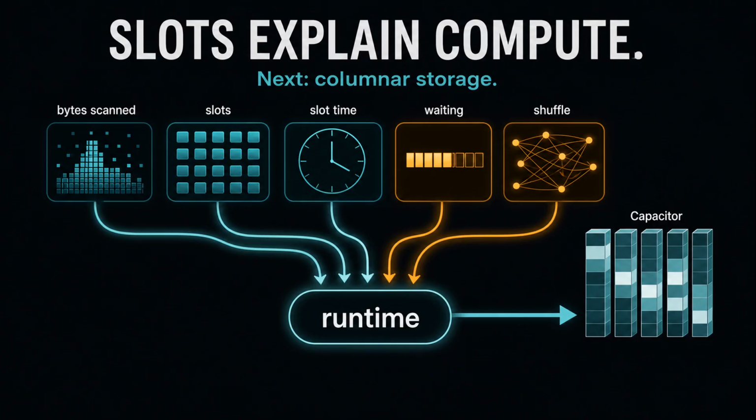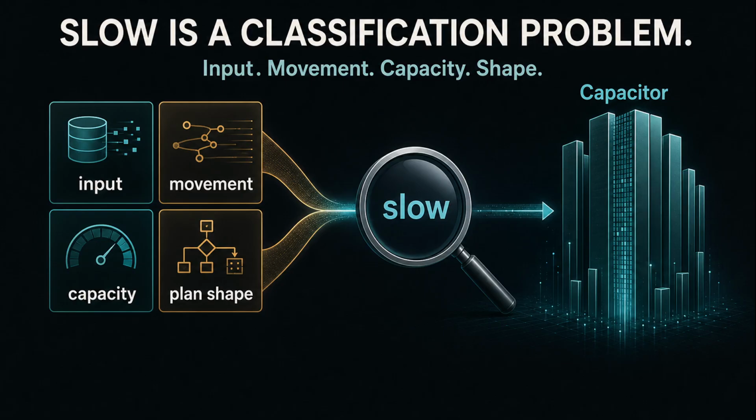Slots are not some optional footnote to BigQuery performance. They are the missing compute lens. Bytes scanned tell one part of the story. Slot usage, slot time, waiting, and shuffle tell the execution half. And a slot was never a server you babysit. It is the currency BigQuery spends on your query work, shared across stages, jobs, and whole teams. So once you see it that way, slow stops being mysterious. It means too much input, too much movement, too little free capacity, or a plan that cannot parallelize.